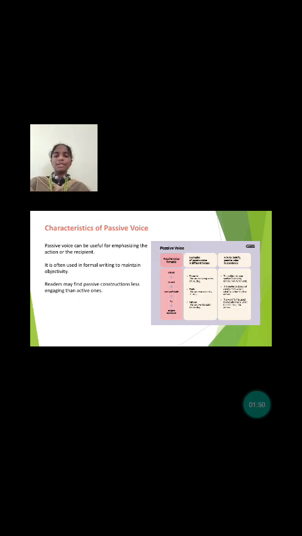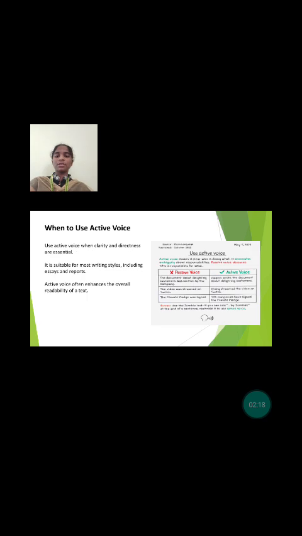Characteristics of the passive voice. Passive voice can be used for emphasizing the action or the recipient. It is often used in formal writing to maintain objectivity. Readers may find passive construction less engaging than the active voice. That means passive voice takes a little more critical effort for readers to understand compared to the active voice.